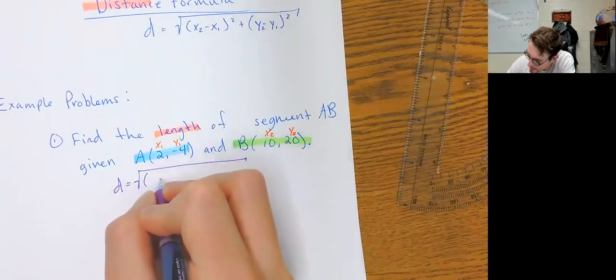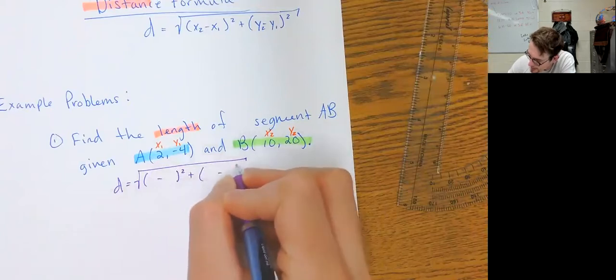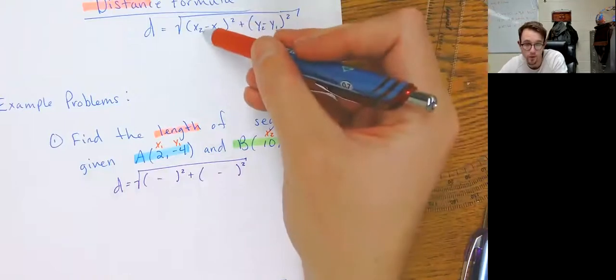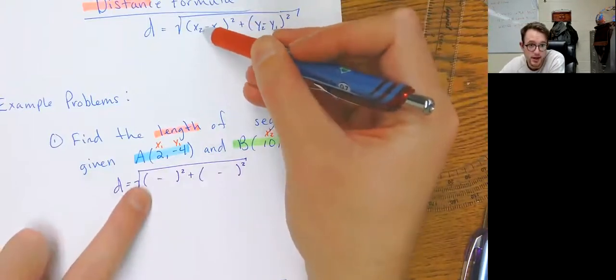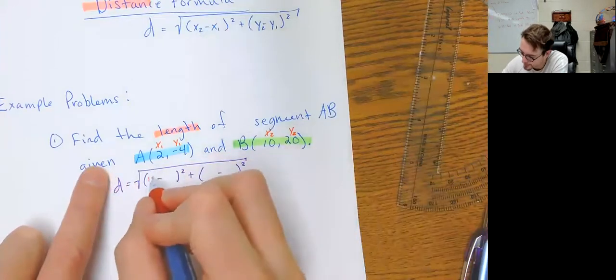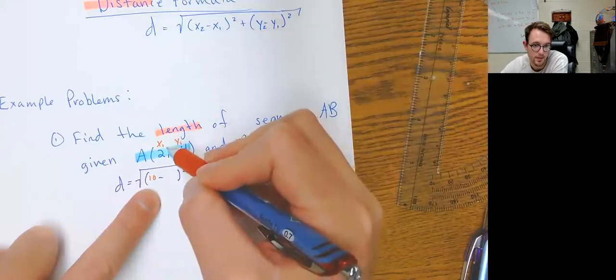We get something minus something squared plus something minus something squared. So what do I substitute in? The first thing I substitute in is x sub 2. X sub 2 is 10. Next thing I substitute in is x sub 1. X sub 1 is 2.